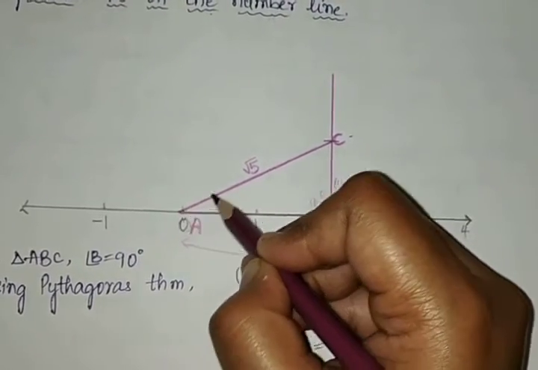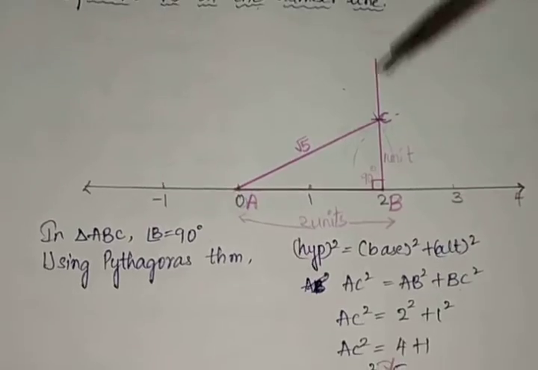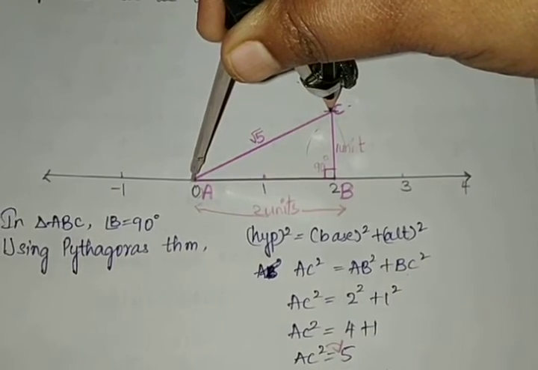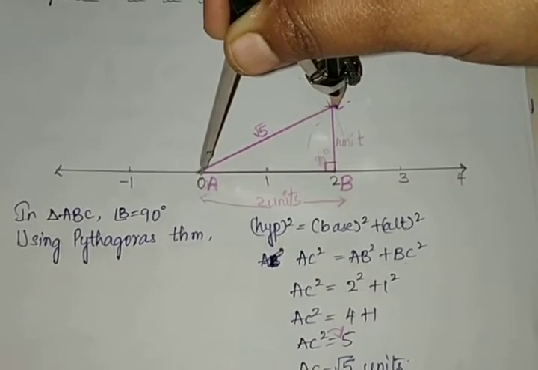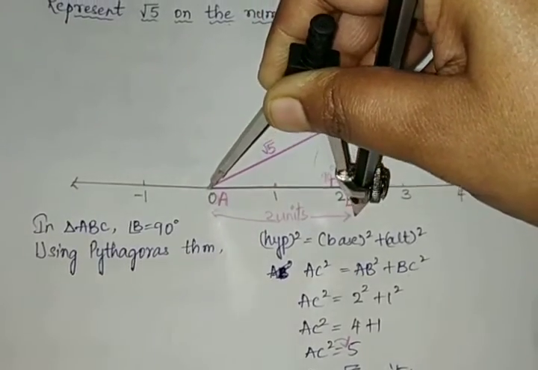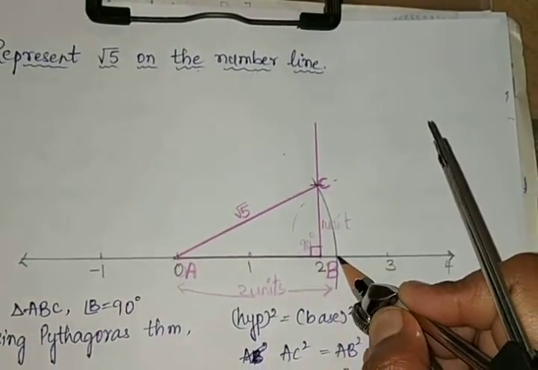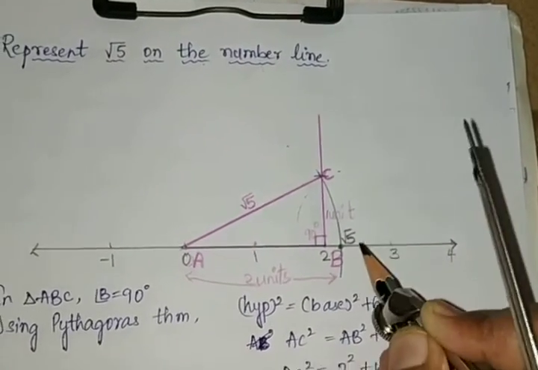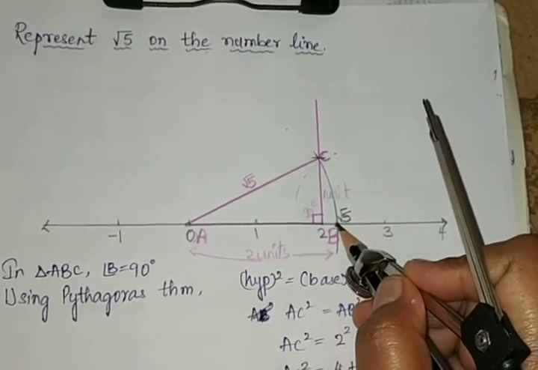Now we have to take the radius as AC and draw an arc to the number line. So this is how you adjust your compass with the pencil to a radius of root 5 units. Now from O with the same radius, let us draw an arc. We will draw this arc, and it touches the number line at a certain point. This point represents root 5 on the number line. 2 units we have taken and 1 unit here. So this point represents root 5.